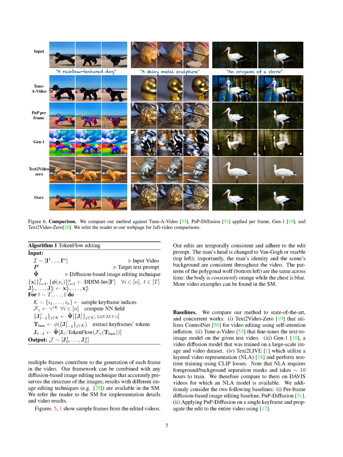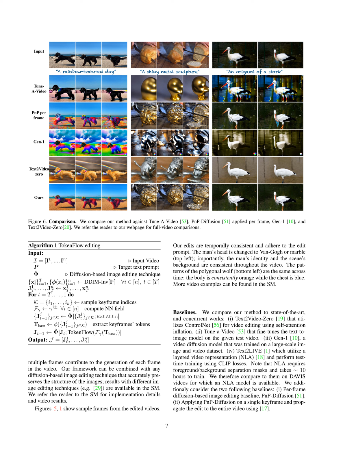In the figures, you can see sample frames from the edited videos. Our edits are consistent over time and align with the editing prompt. For example, a man's head is transformed into a Van Gogh painting or marble, top left, while his identity and the background of the scene remain consistent throughout the video. Similarly, the patterns on a polygonal wolf, bottom left, are consistent over time, with the body always appearing orange and the chest blue. More video examples are available in the SM.